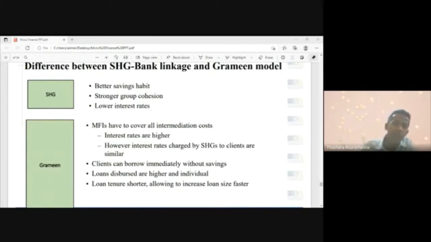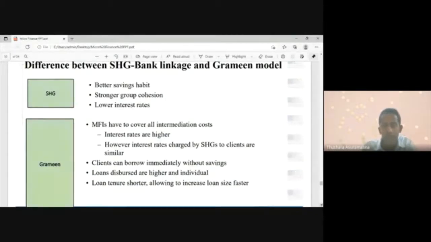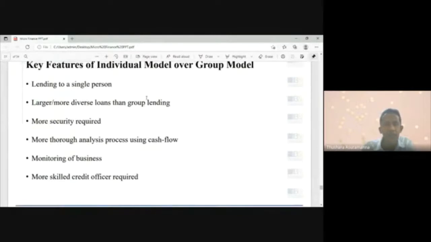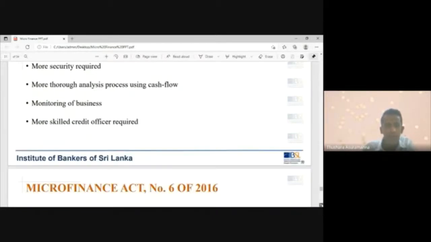So far, we have discussed microfinancing models up to this level. If you don't have any questions, we can move on. Further, on individual versus group, I think we have discussed it. More or less individual attention: individually looking at cash flows, individually you try to get some collateral, and monitoring is also individual. At the organization level, you need a credit officer who is thorough with credit acquisition and credit appraisal techniques. That's all about individual versus group.